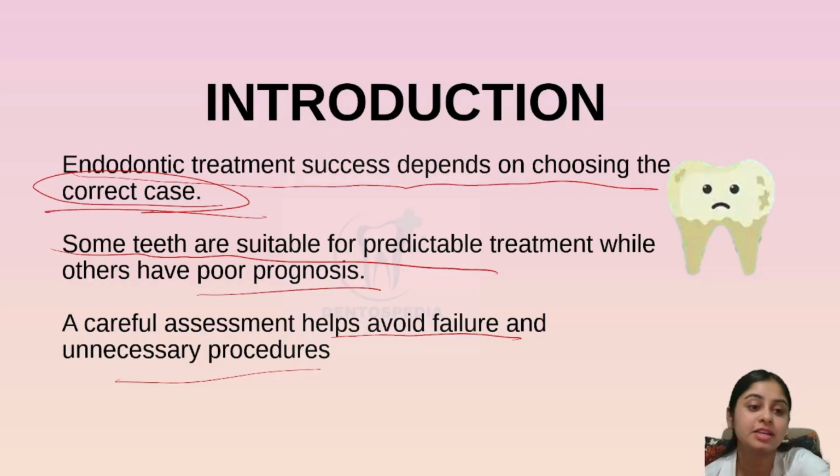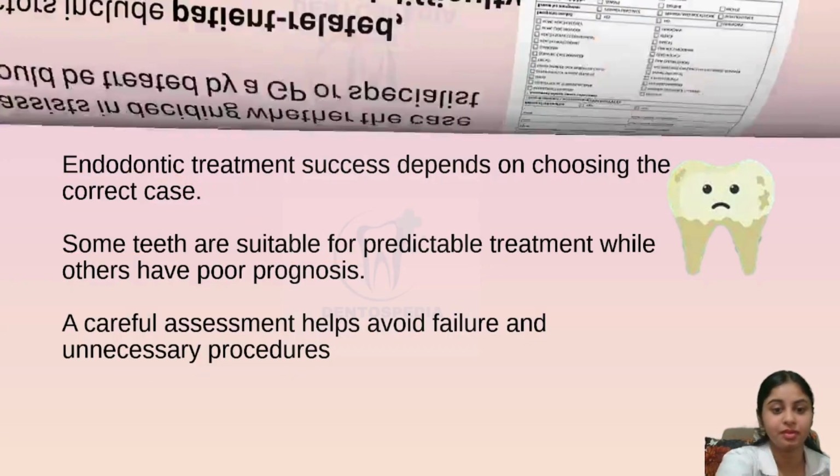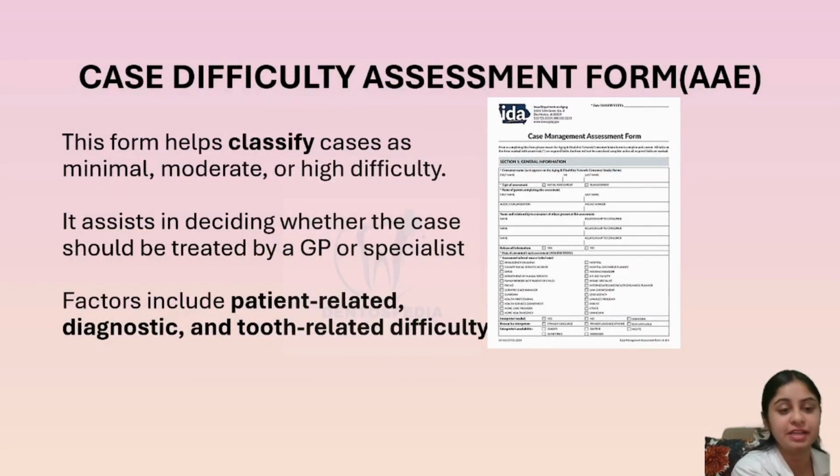So here we can understand that we must ensure the tooth has a good prognosis before starting any root canal treatment or any other endodontic treatment, because it prevents unnecessary failures and avoids the teeth that cannot be restored or saved, and also protects the patient's safety by checking the medical condition and matching the case's difficulty with clinician skills, reducing the procedural errors.